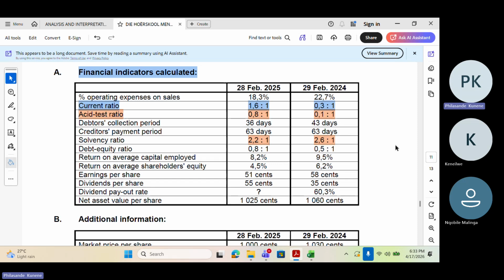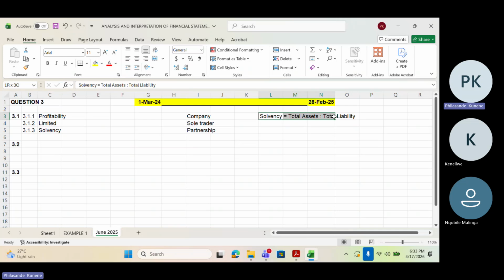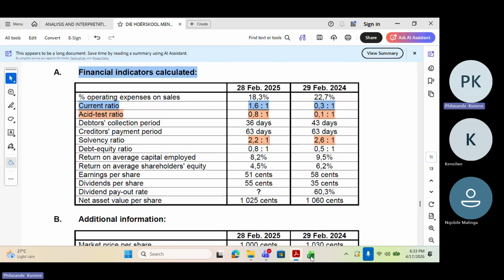Because remember, solvency ratio, we said we're comparing what? We said we're comparing total assets to total liabilities. So now, in this scenario, it means although we are still able to cover our liabilities using our assets, there is a decline, which is a bad trend, right? It's a declining trend, which is not something we're happy about.